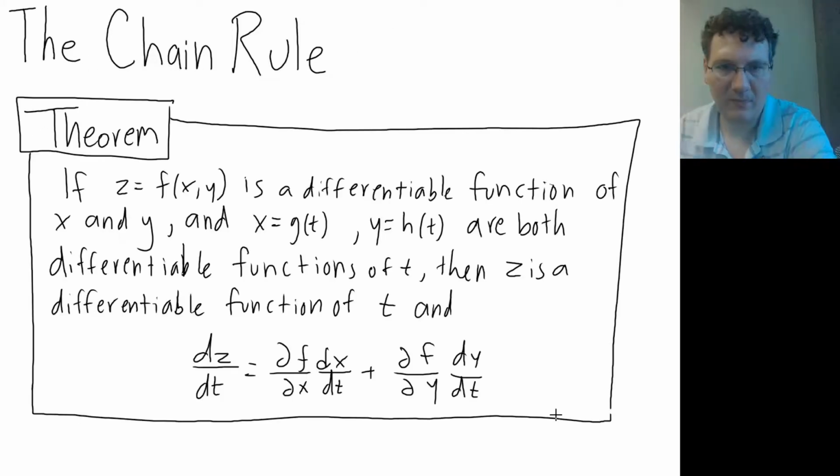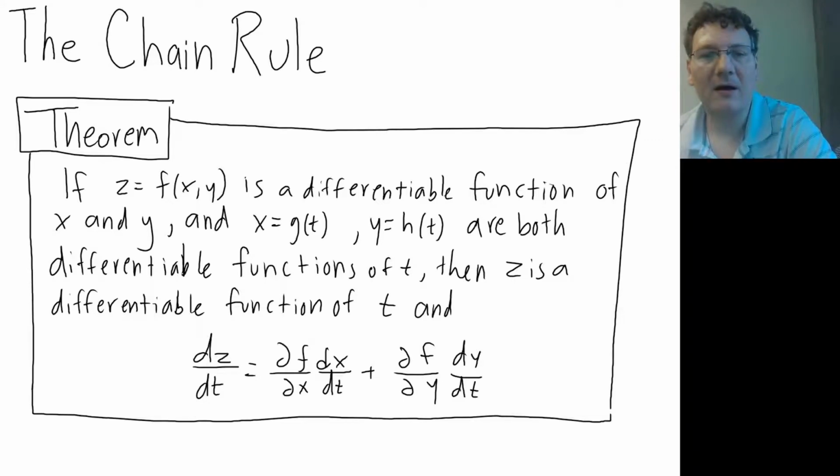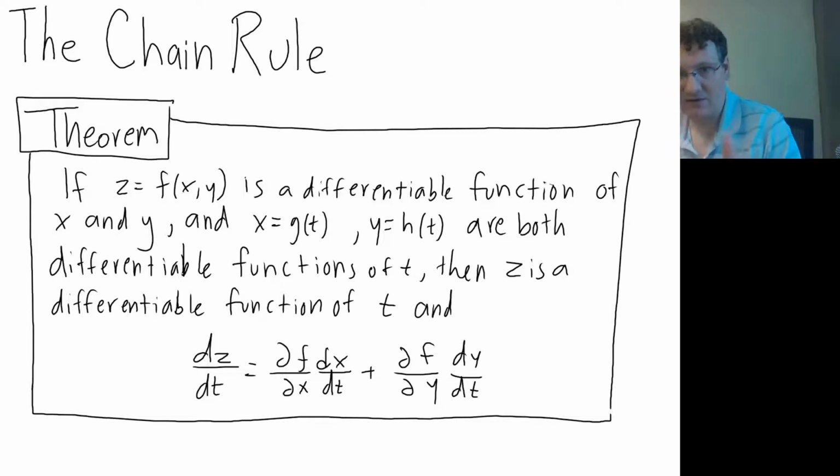Okay, so the chain rule says you have some function z equals f of x and y. It's a differentiable function of x and y. And if x is actually a function of t, say g of t, and y is a function h of t, if they're both differentiable functions of t, then you could actually write z as a function of t, and rather than just plugging in the g of t and the h of t in place of all the x's and y's, you can use a chain rule.